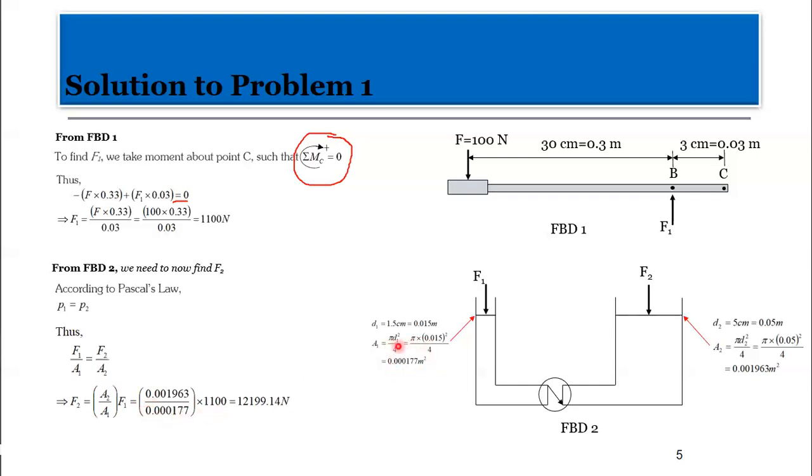Look at them. A1 is here, and then A2 is here. So if I use that, I'll end up having 12,199.14 newtons to be F2. In approximation, we have F2 to be approximately 12.20 kilonewtons. So that brings us to the first problem, and we are done with that.